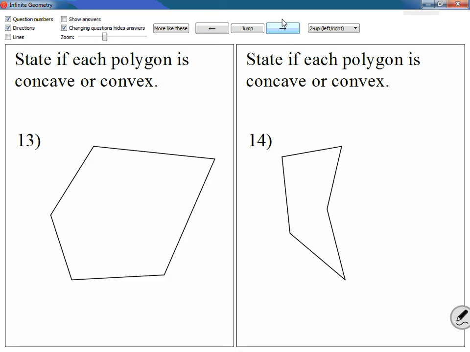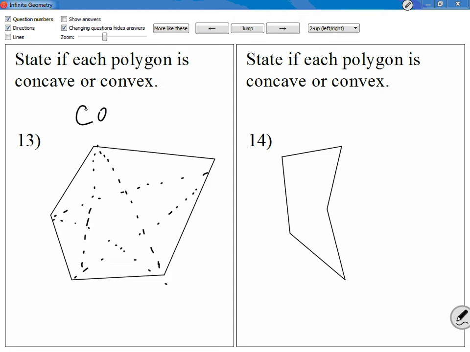What I mean with diagonals, I'm thinking of this is a diagonal, this is a diagonal. If you notice, they're all on the inside. I cannot think of any of them that is out, so that's what we're going to call this convex. Now, for number 14, I see a diagonal, right? This is a diagonal. Because remember, diagonals connect two vertices, and it's not a side. I see a diagonal that is outside, so we're going to call that concave.